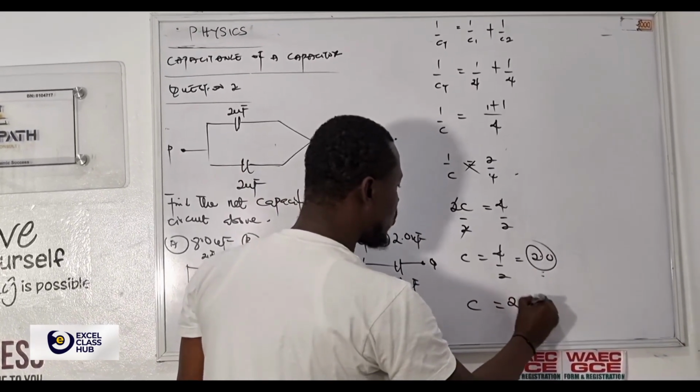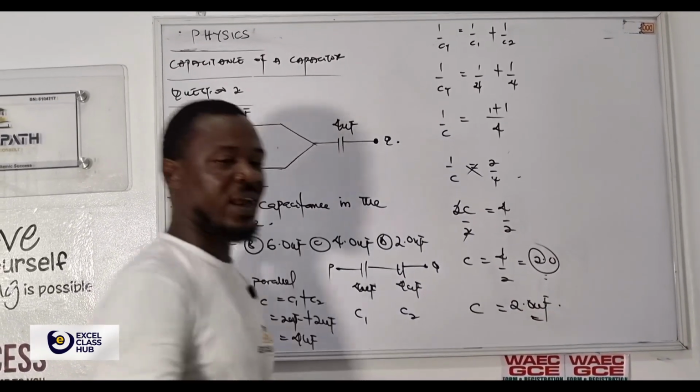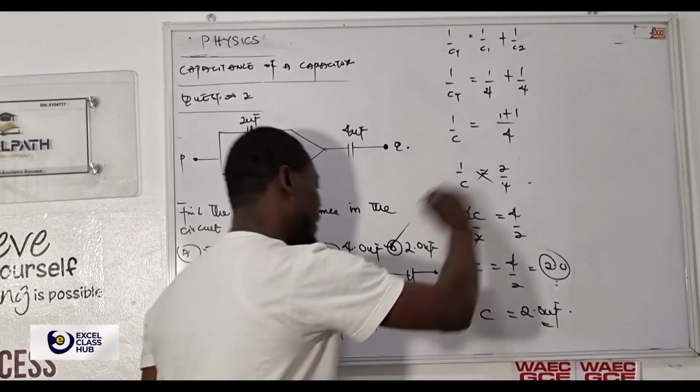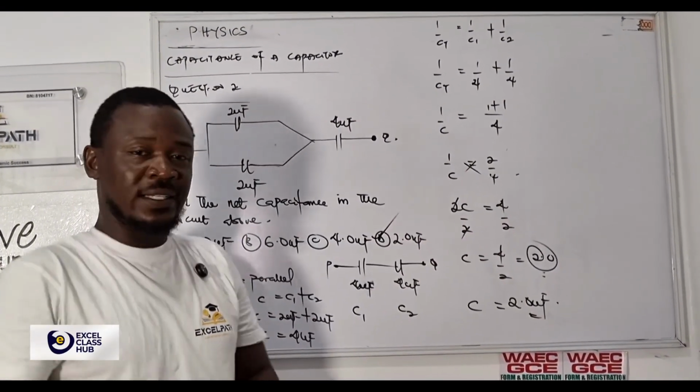C equals 2.0 microfarad. Which of the options there is it? It is D. It's not hard.